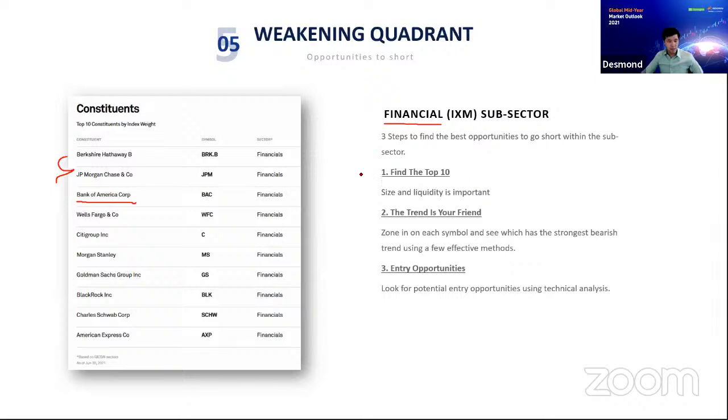So I'm going to look for the same thing: find the top 10, look for one with a strong trend or a counter trend, and then we look for entry opportunities.